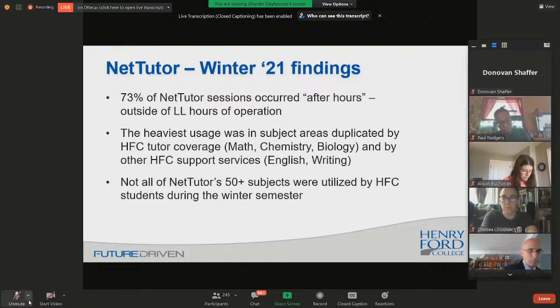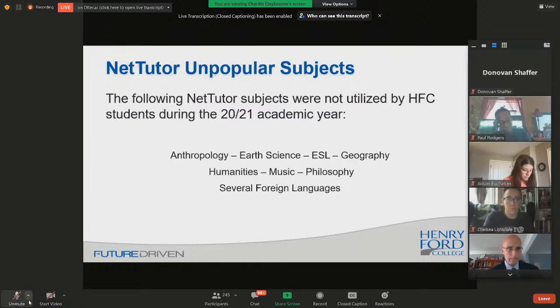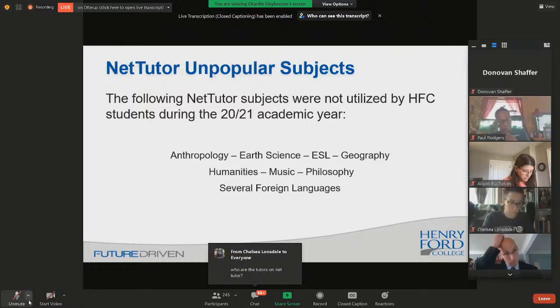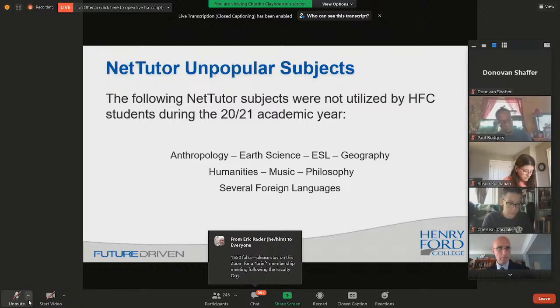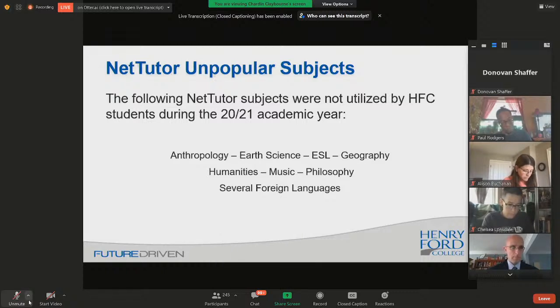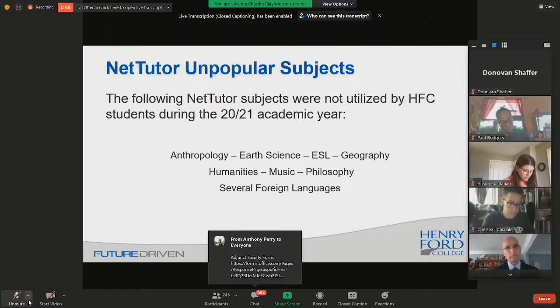For winter, these are similar findings, as you can see. The only thing that's really changed is the percentage, which is also very similar. These are some of the courses where we did not see any usage of NetTutor. So again, if you have students in your courses who may be struggling, please let them know that we do have some support available to help them in most cases. And even if we don't have a specific tutor for a course, sometimes, as I mentioned earlier, just helping students understand their learning skills and the strategies they can take to be successful can really open their eyes and be that bridge that they need.